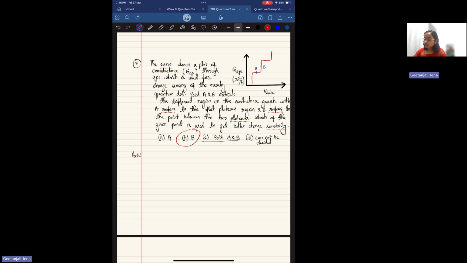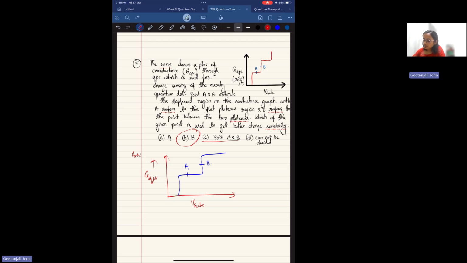So if you look at this conductance versus the voltage curve, G_QPC versus the gate voltage, we see the plateaus and we see steps. Point A is the flat plateau region, point B is around the point where the conductance is changing.